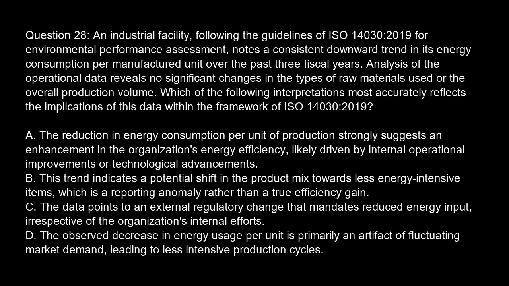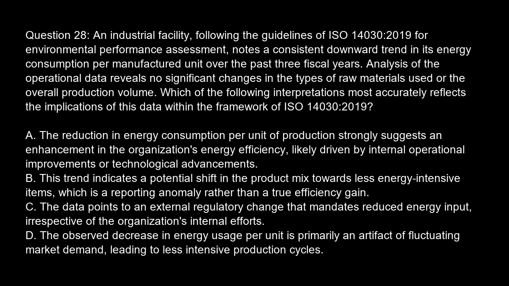Question 28. An industrial facility, following the guidelines of ISO 14030, 2019, for environmental performance assessment, notes a consistent downward trend in its energy consumption per manufactured unit over the past 3 fiscal years. Analysis of the operational data reveals no significant changes in the types of raw materials used or the overall production volume. Which of the following interpretations most accurately reflects the implications of this data within the framework of ISO 14030, 2019?